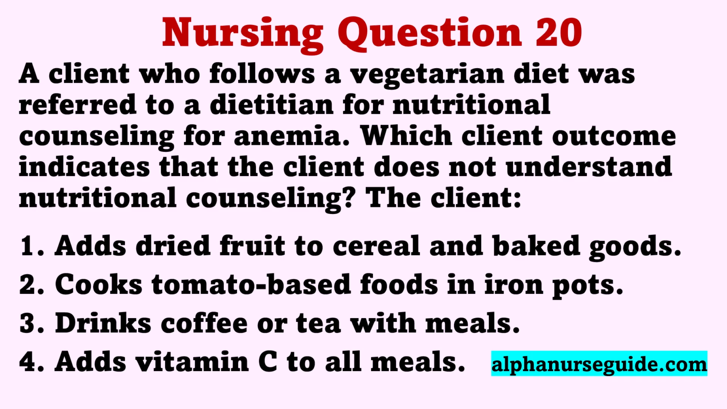The correct answer is 3. Drinks coffee or tea with meals. Coffee and tea increase gastrointestinal motility and inhibit the absorption of non-heme iron. Clients are instructed to add dried fruits to dishes at every meal because dried fruits are a non-heme or non-animal iron source. Cooking in iron cookware, especially acid-based foods such as tomatoes, adds iron to the diet. Clients are instructed to add a rich supply of vitamin C to every meal because the absorption of iron is increased when food with vitamin C or ascorbic acid is consumed.